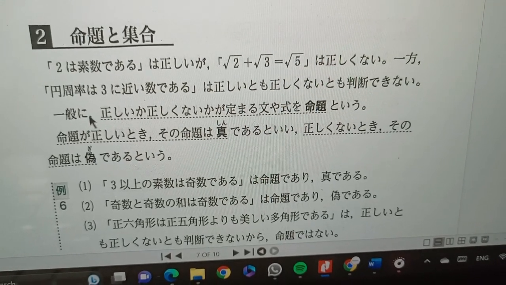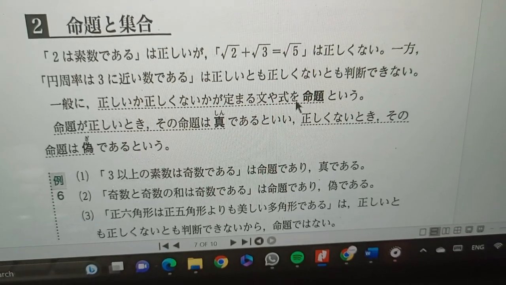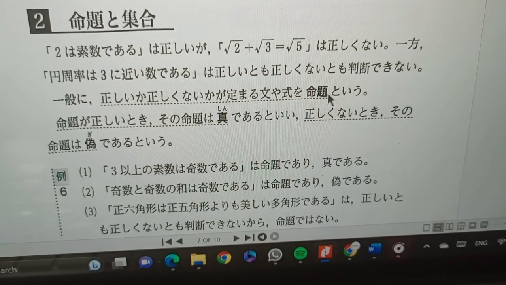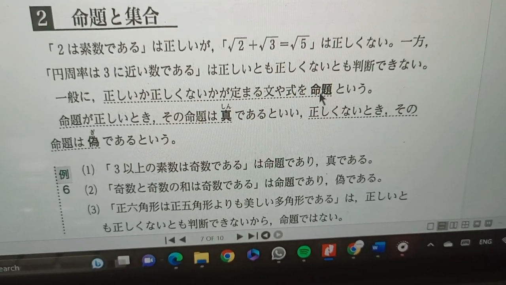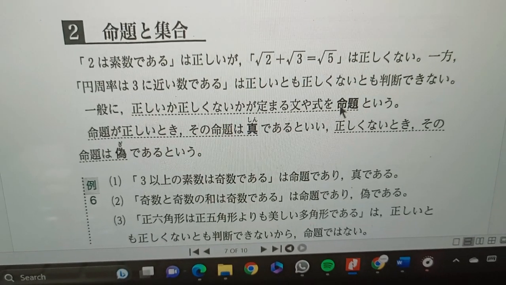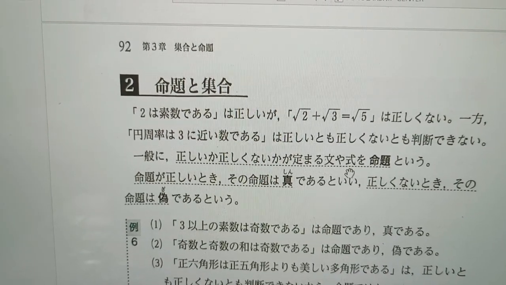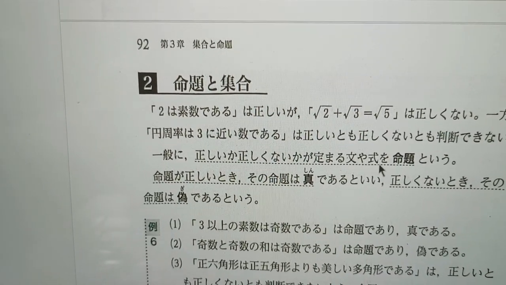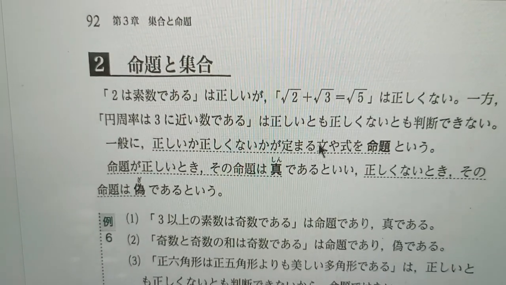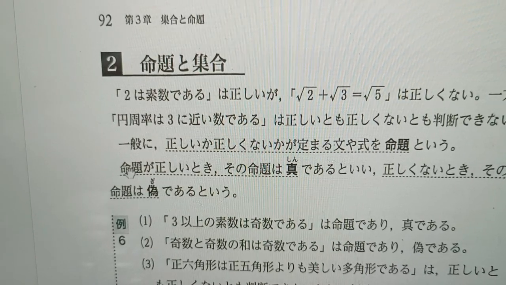Ippan ni, in general, tadashi ka tadashi kunai ka ga sadameru bunya shiki o meidai to iu, we can call propositions. Okay, if we can mention whether this is correct or not correct, any kind of bun and shiki, sentence or expressions, we can call propositions.